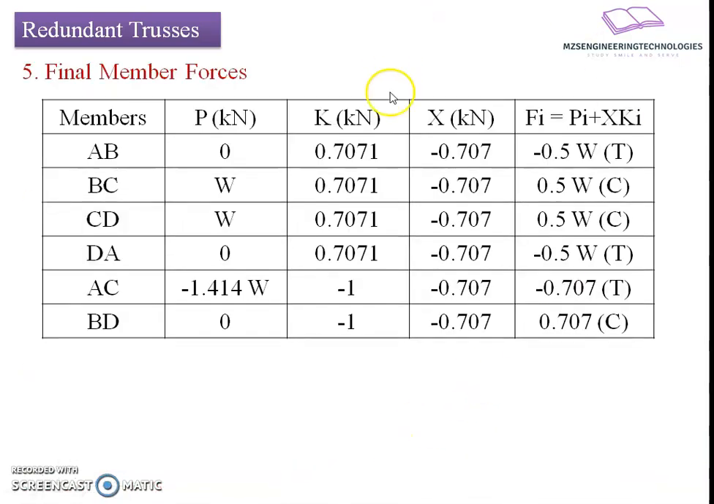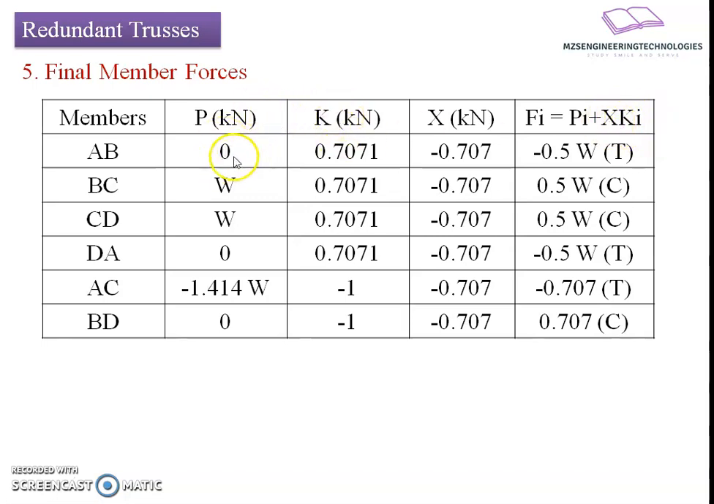So let us find out the final member force. For that, again I have prepared a tabular format which has the following particulars. First the members, second the P force, next the K force, and the next column is about the X force, where I have put the value we have got. It is negative, so I will substitute it here as negative. Then the last column will be a combination of these: Fi, the final force in the member, is equal to Pi, the force in the determinate state, plus the contribution of the redundant force X into Ki. Ki is the factor showing how this redundant force is distributed.